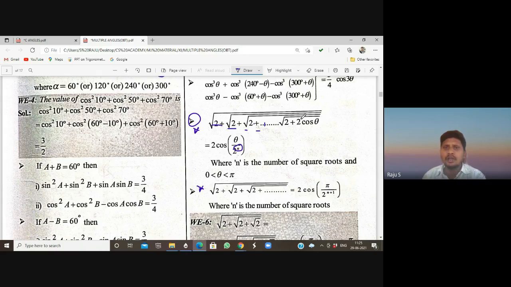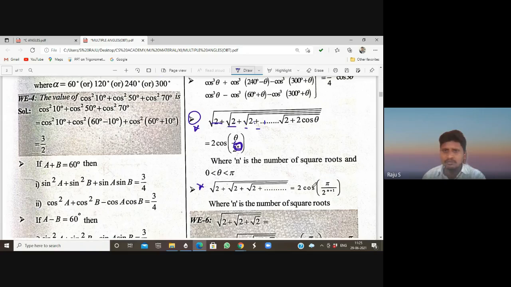Number of square roots: 1, 2, 3, like that. So this way n will represent the number of square roots, not how many times 2 is repeated. Right?